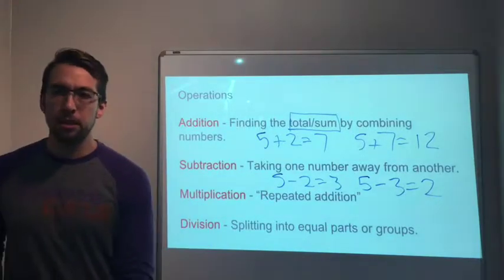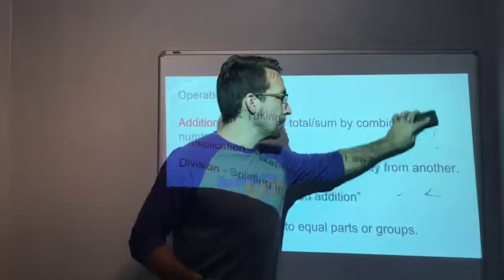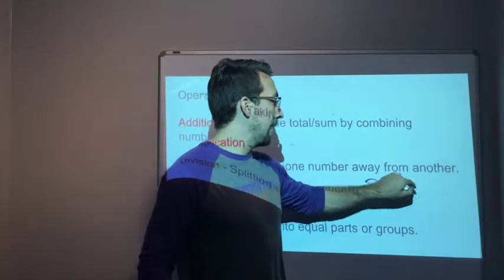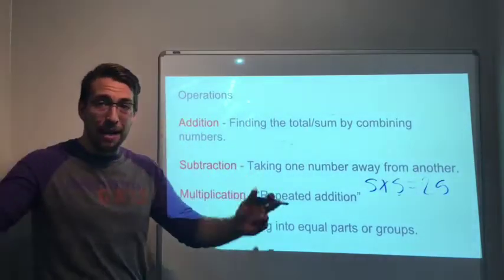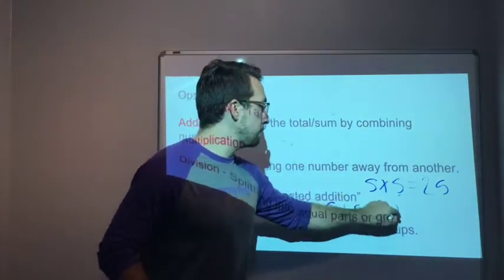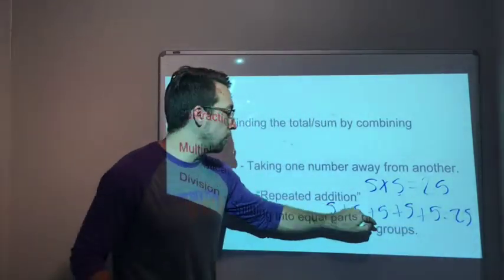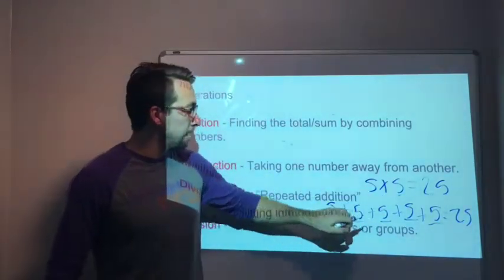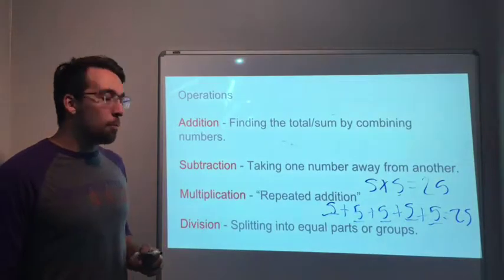Multiplication. This is an interesting definition: the idea or concept of repeated addition. What does that mean? If I have 5 times 5, that equals 25. But if I expand 5 times 5, what I'm really saying is 5 plus 5 plus 5 plus 5 plus 5 equals 25. I have 5 and I want to count it 5 times. That's repeated addition.